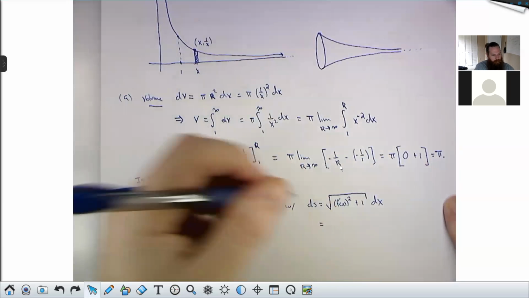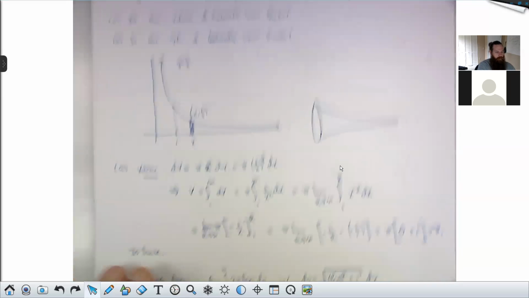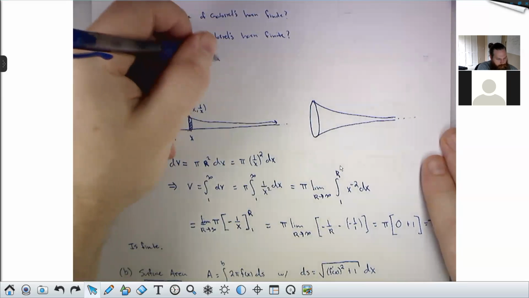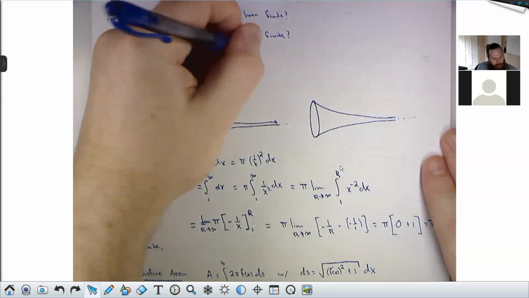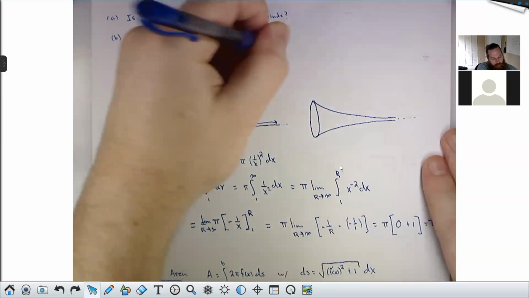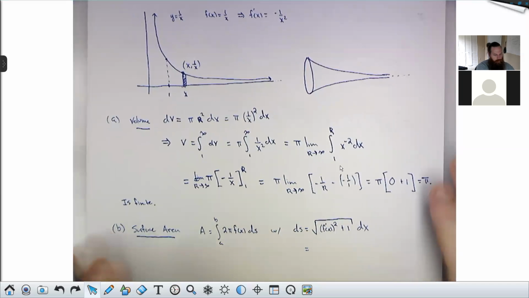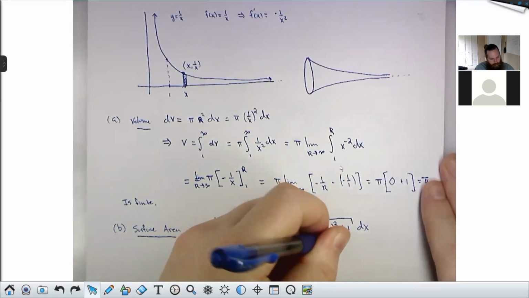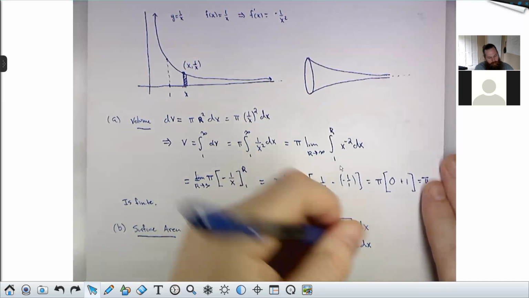So ds here, I take the derivative of 1 over x. The derivative of 1 over x is negative 1 over x squared. Right? F of x is 1 over x, which means f primed of x is negative 1 over x squared. That's a power rule derivative. So the piece that goes in here is negative 1 over x squared, squared, plus 1, dx.